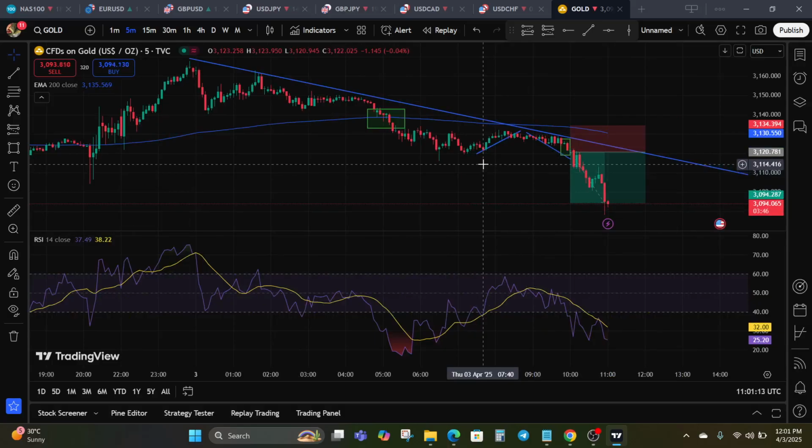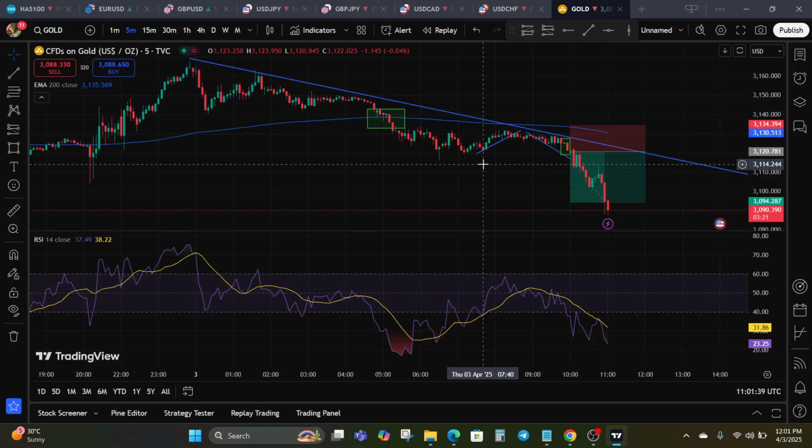Remember that not every signal is valid. So here's how to avoid low quality trades. One, avoid trading during major news events because gold reacts heavily to news. So check the economic calendar. Also, ensure that all indicators align before entering a trade. Avoid trading in sideways or choppy markets. Look for strong trends.